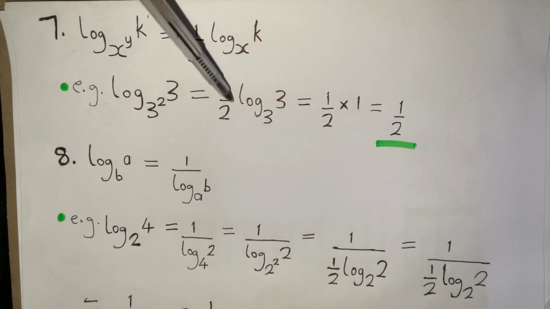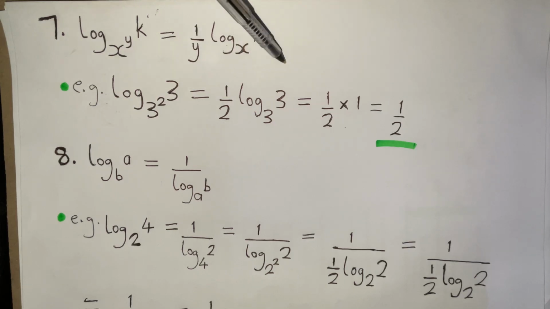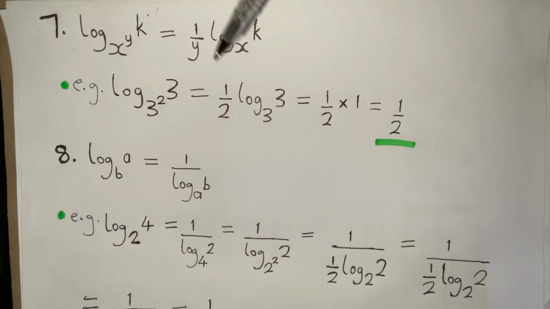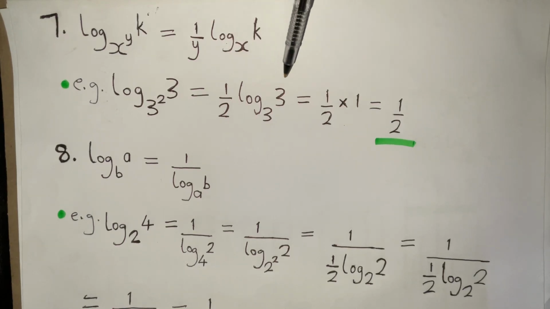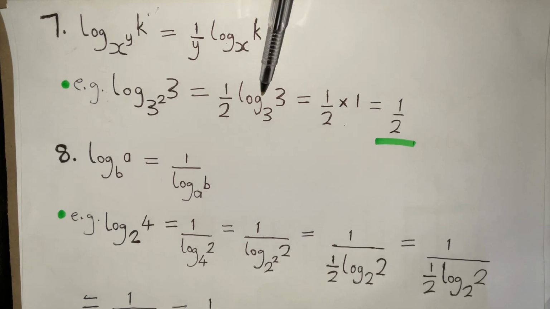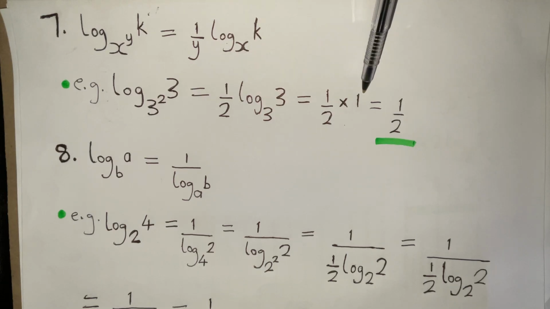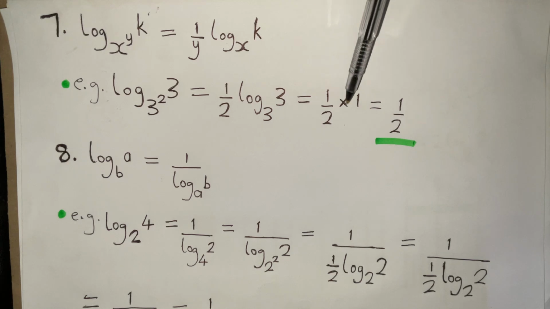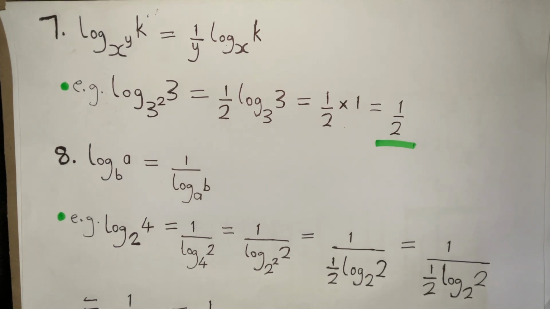This 2 goes below, so it is 1 over 2 log of 3 to base 3. But remember, as we saw before, if the argument and the base are the same, the logarithm of a number which is the same as the base is 1. So half log of 3 to base 3 becomes half multiplied by 1, which is simply half, our final answer.